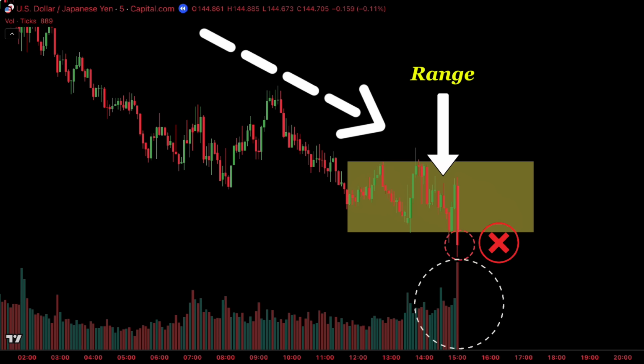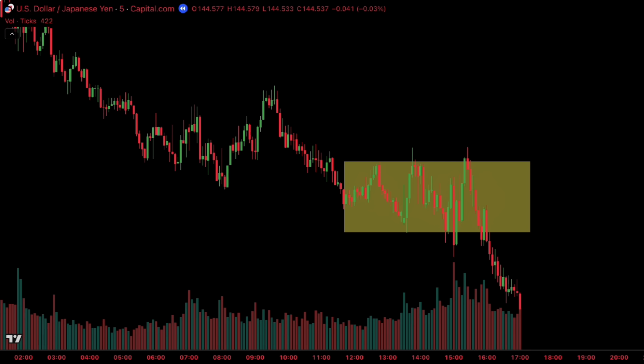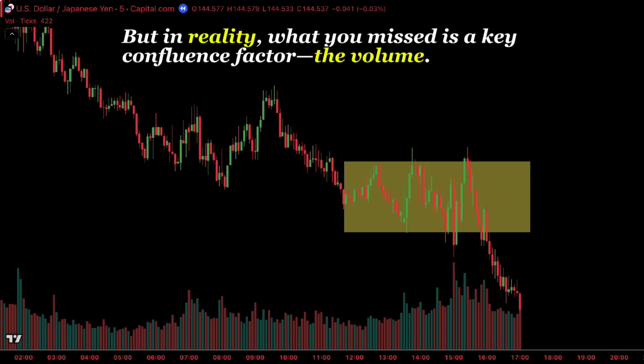But look at the volume below the chart. You can clearly see a large red volume bar, which indicates strong selling pressure. This tells us that buyers have not entered the market yet, and this is not a valid signal. If you take this setup without analyzing the volume, you miss a critical piece of information. Buyers are not interested. Now look at what happened next. As you can see, the market continued moving down and did not respect the supposed accumulation phase. If you don't use the volume indicator, you might think the method doesn't work. But in reality, what you missed is a key confluence factor, the volume.